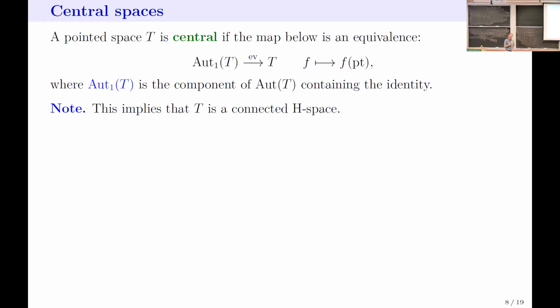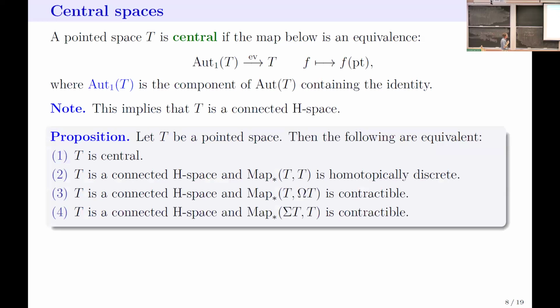Seems a little bit arbitrary. The name central comes from the theory of higher groups, where it actually is a way to describe the center of a higher group, and this map being an equivalence says that a higher group is equivalent to its center. So you don't need to know that, but there's some motivation behind the name. Now, the component of the identity in the self-equivalences of T is connected, and under composition, it's an H space. So a central T is equivalent to a connected H space, in fact. Okay. In fact, you can show it's got a unique H space structure.